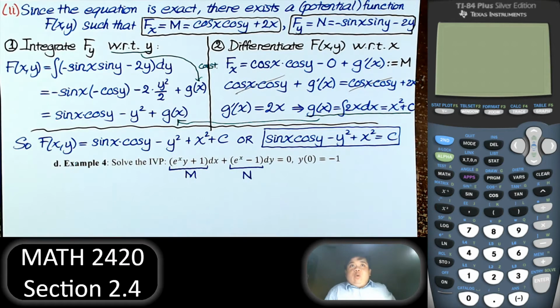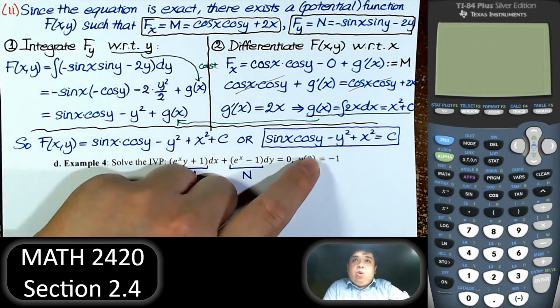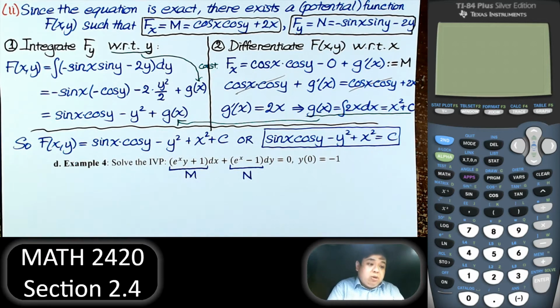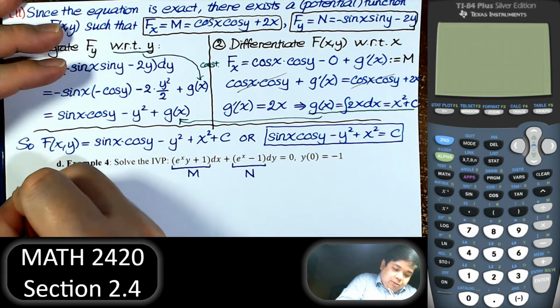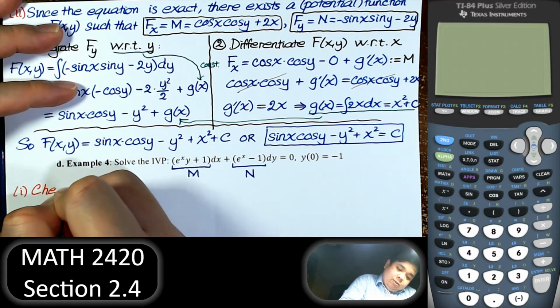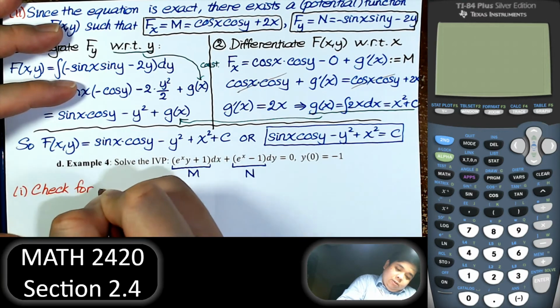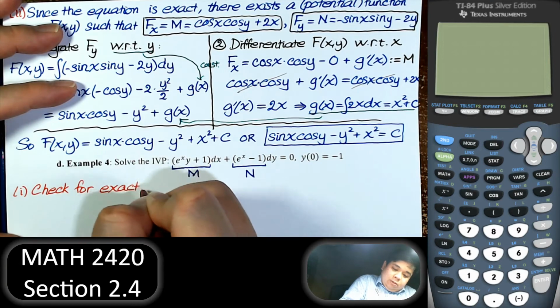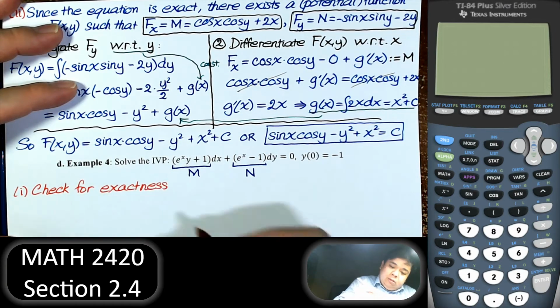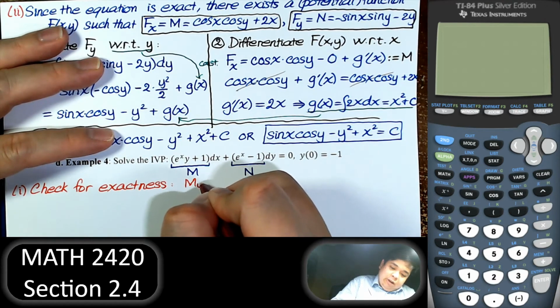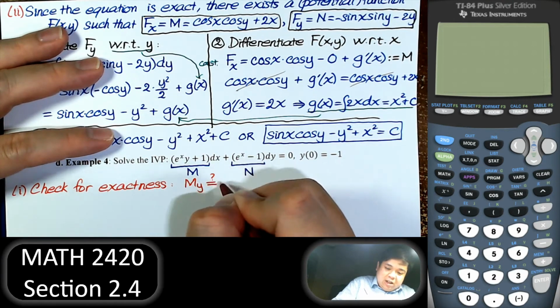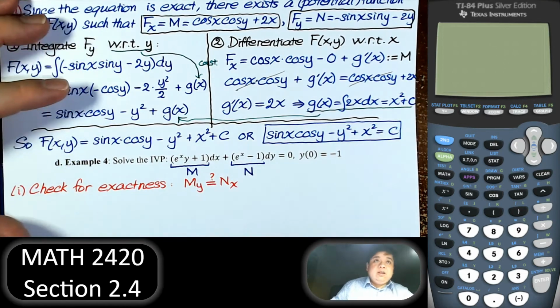Right. Next, we'll solve this equation. It's an initial value problem, so there's an initial condition here. So still the same. The first step is to check for exactness. Meaning, is the derivative of m with respect to y the same as the derivative of n with respect to x.